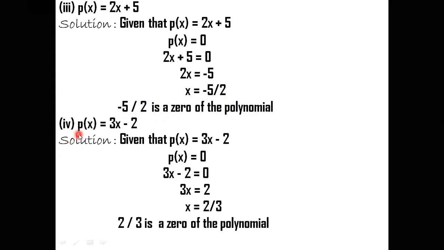Similarly, find when P of x is equal to 3x minus 2. I did very similarly. P of x is equal to 0, and instead of P of x, I would write 3x minus 2, because P of x is equal to 3x minus 2, and then solve it further. So when I solve it, I get x is equal to 2 upon 3. So what does that mean? When 2 upon 3 is placed in place of x, the answer is 0. Hence 2 upon 3 is known as the zero of the polynomial.